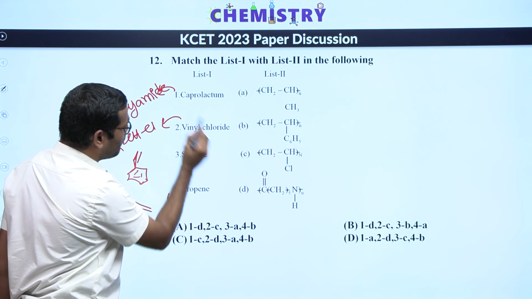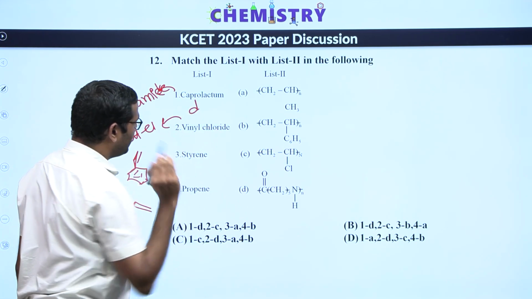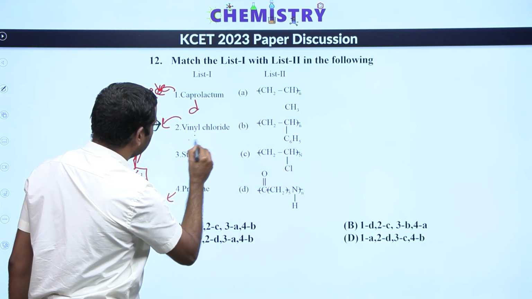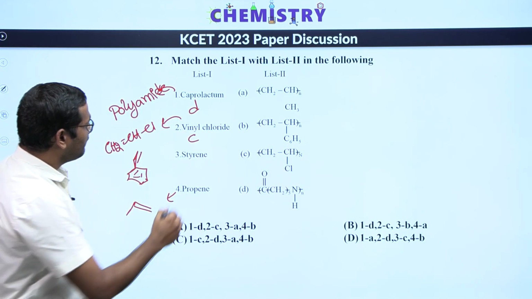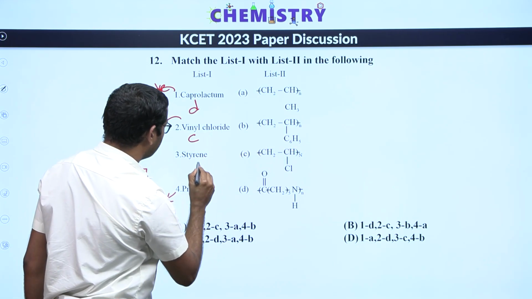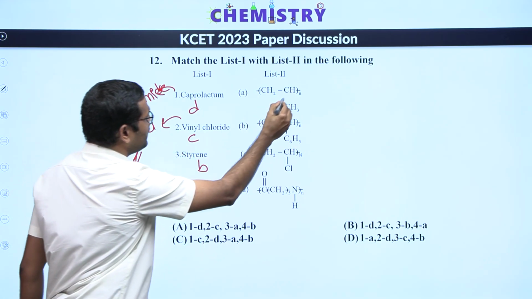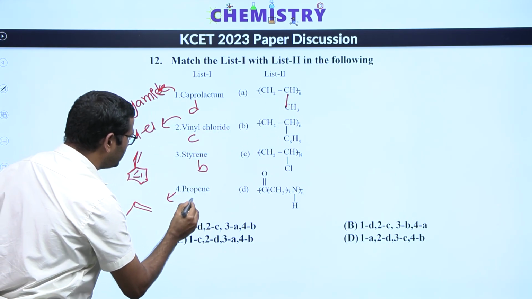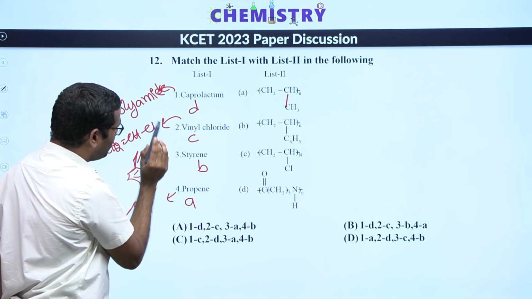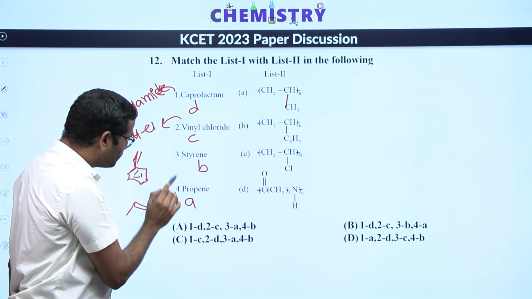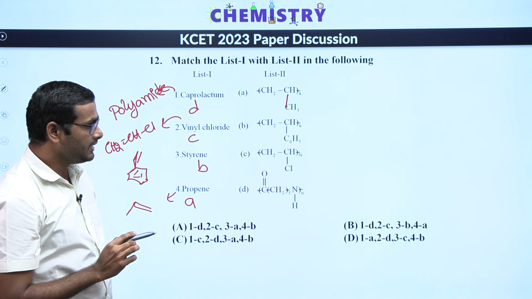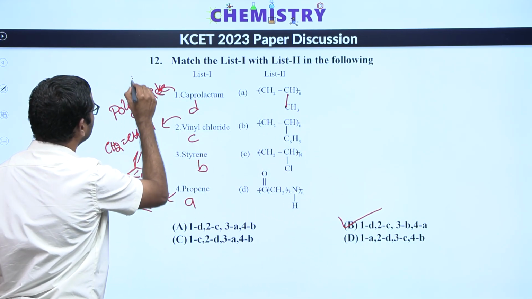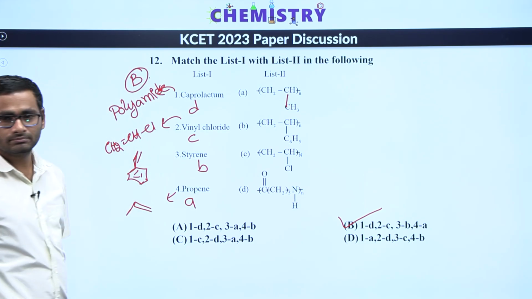Now polyamide is D. Vinyl chloride, CH2=CHCl, this is C. Styrene, vinyl benzene, CH2=CH-C6H5, this is B. Propene, CH3-CH=CH2, this is A. So 1 is D, 2 is C, 3 is B, 4 is A: DCBA. So the answer is B. 12th question, answer is B.